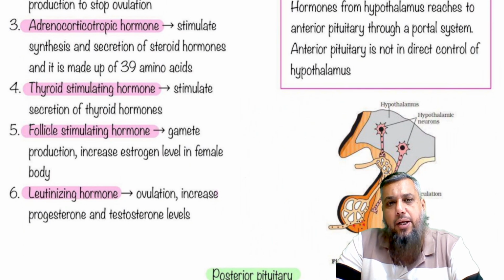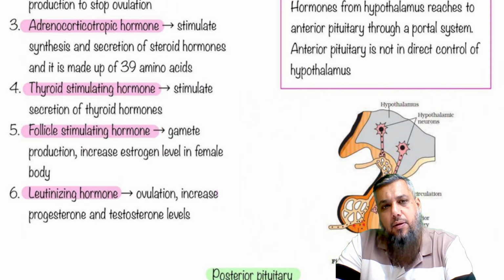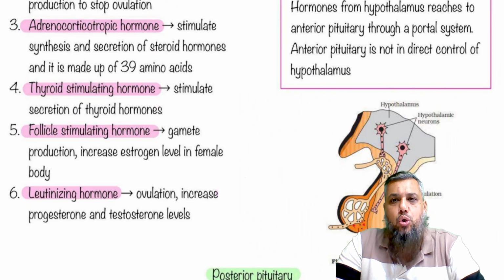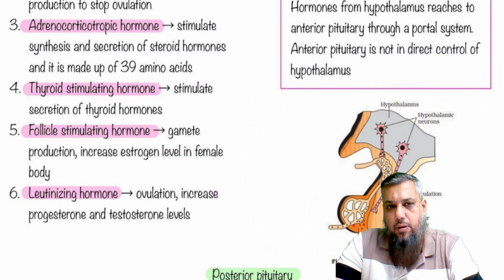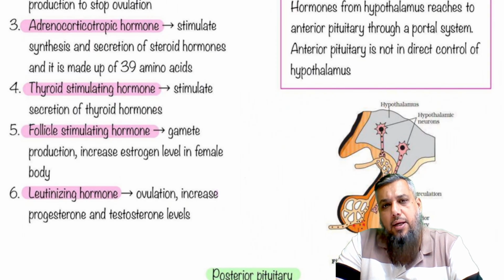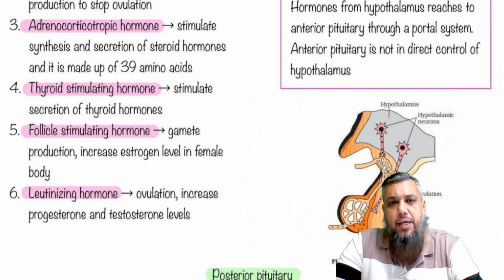The follicle stimulating hormone, FSH, and the luteinizing hormone, LH, together are called the gonadotropins. Follicle stimulating hormone, both in males as well as in females, helps in gamete production.